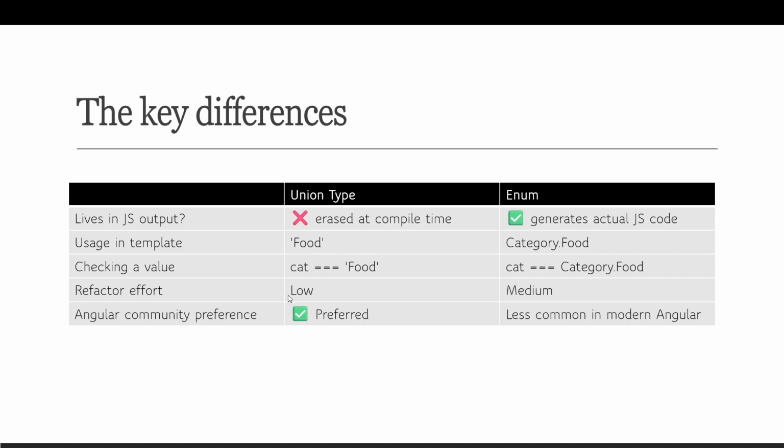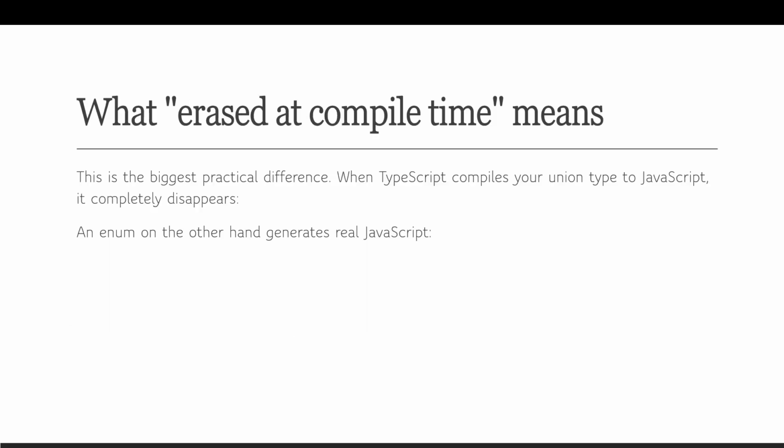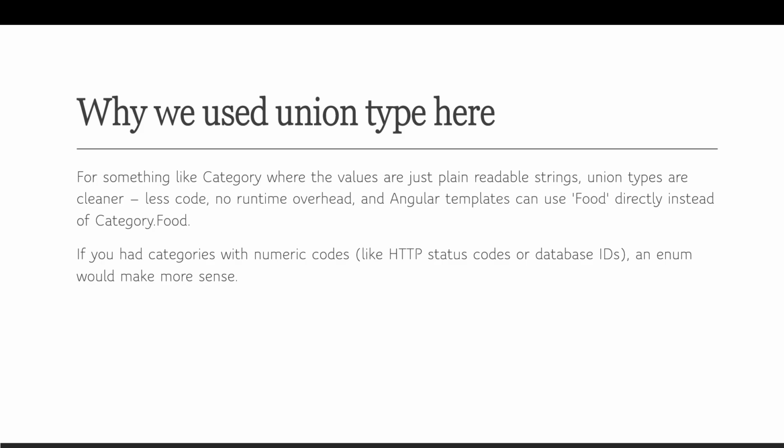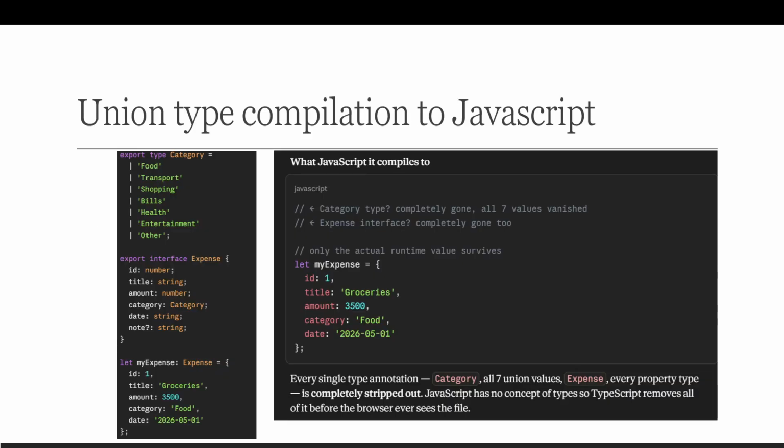Refactoring effort for union type is low, and for enum it's medium. And the Angular community prefers the union type instead of the enum. And what does erased at compile time mean? As I already mentioned, when TypeScript compiles your union type to JavaScript, it altogether disappears. Let me just first quickly show you.